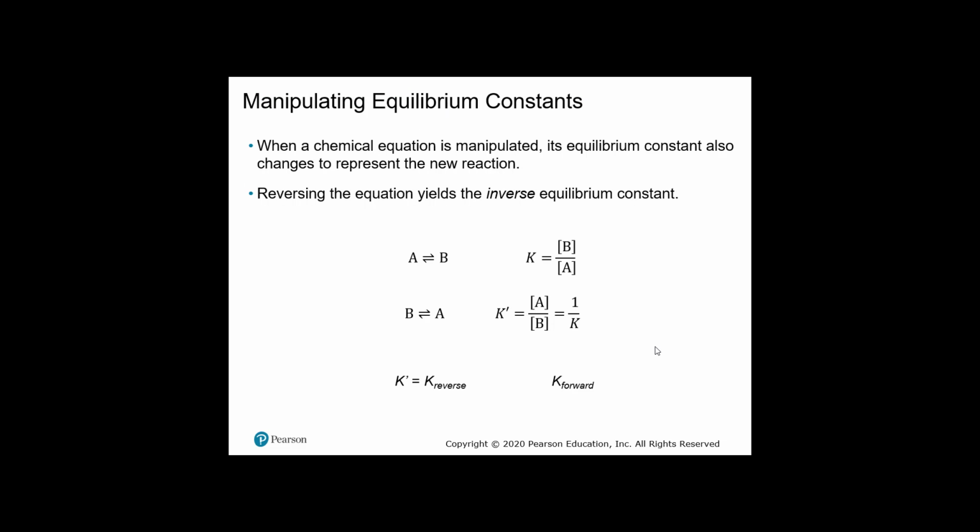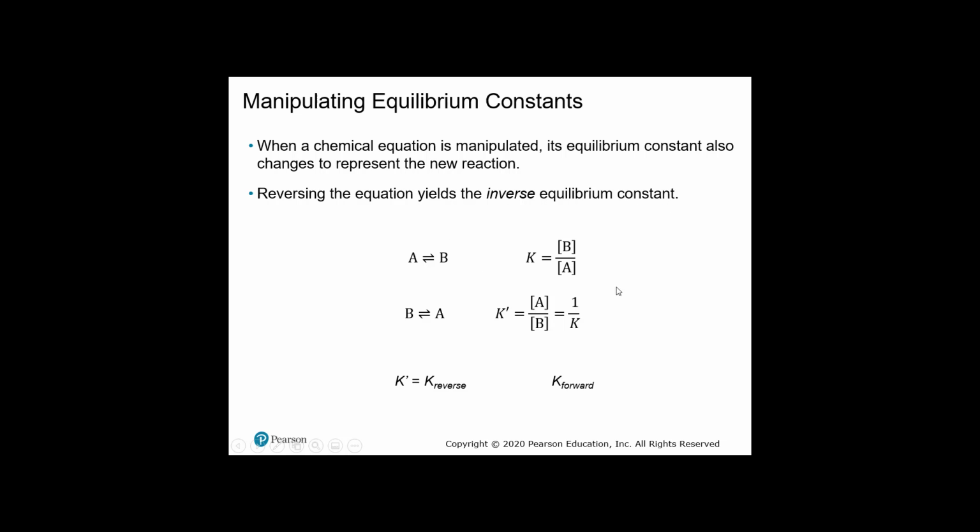Okay, so now we're going to get into manipulating equilibrium constants. If we need to find an actual value, we can manipulate equilibrium constants to determine our numerical value. When a chemical equation is manipulated, everything has to change. If there's any change to something, everything has to change on it because it will affect the rate constant, it will affect the concentrations, it will affect everything. So for instance, reversing the equation yields the inverse equilibrium.